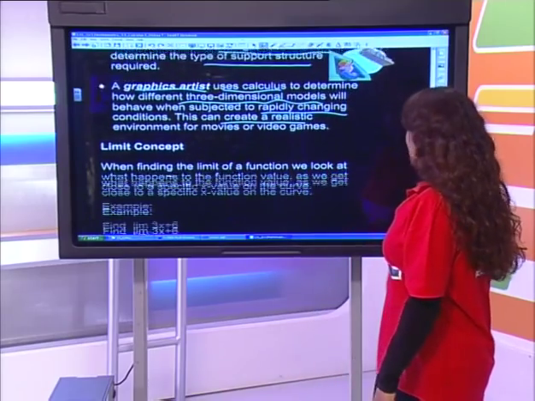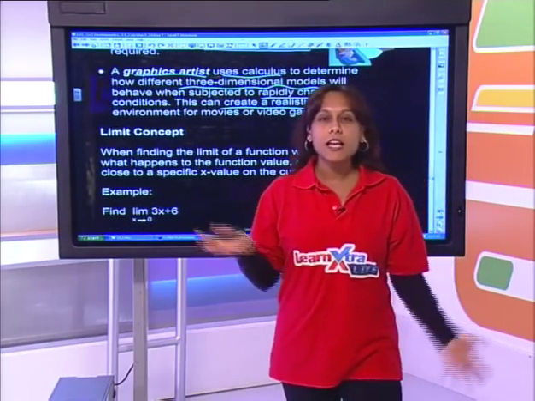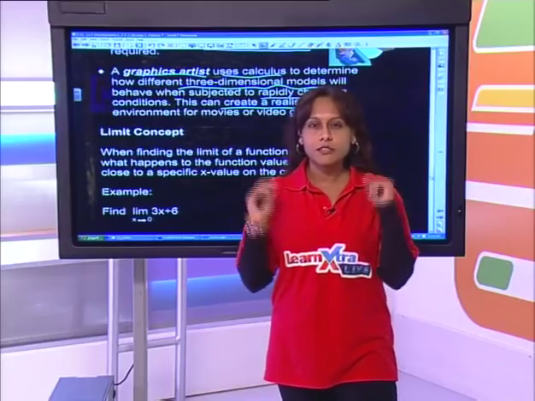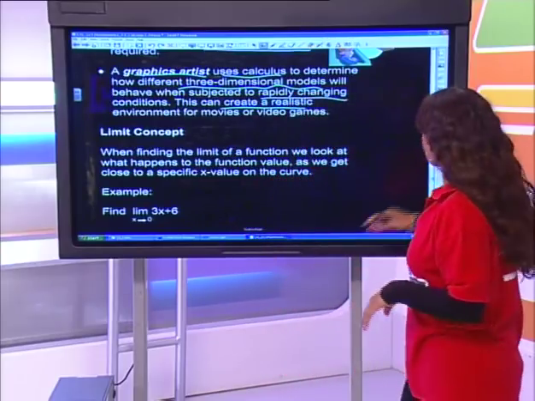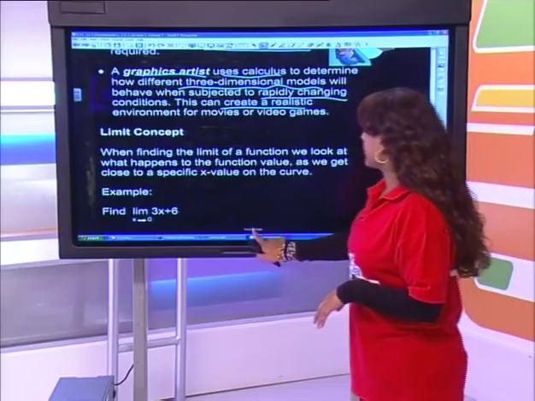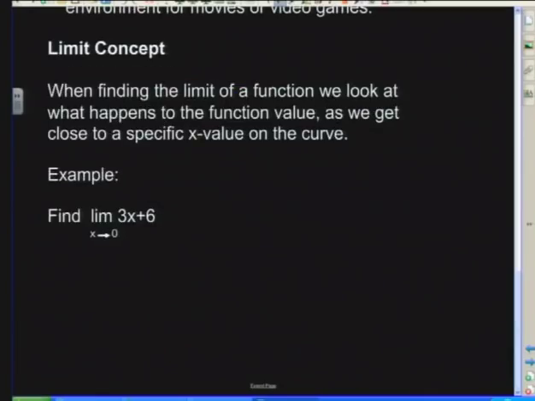Okay, and as I said, one of the things we're going to discuss today is the concept of a limit. So let's get straight into the lesson. All right. Now, you might have heard of limits. What is a limit? When we find the limit of a function, we look at what happens to the function value, so what happens to the y values as we get closer and closer to a specific x value on the curve. The best way for me to explain this is with an example.